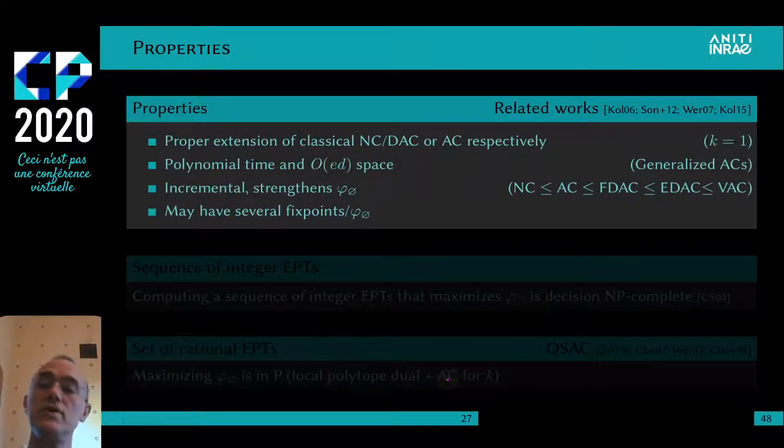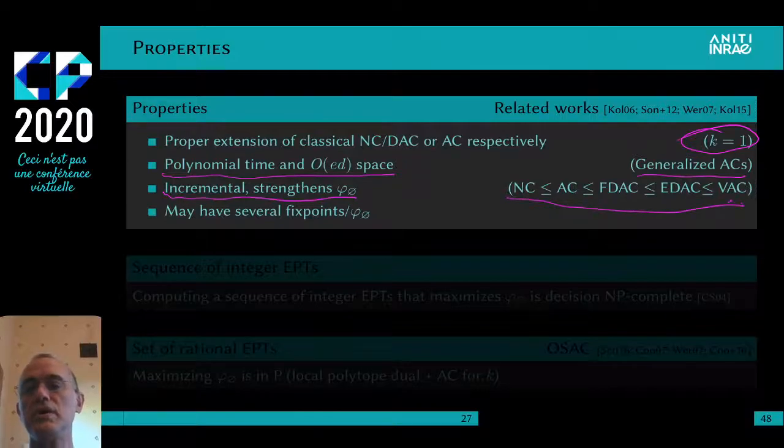So first of all, when k is set to 1, we recover exactly the usual notion and algorithm of node consistency, directional arc consistency and arc consistency respectively. They are polynomial time, with reasonable space complexity, even when you extend this beyond pairwise problems. Obviously, they are incremental and they strengthen the lower bound, as we saw, and there is an ordering of the strengths of those lower bounds.